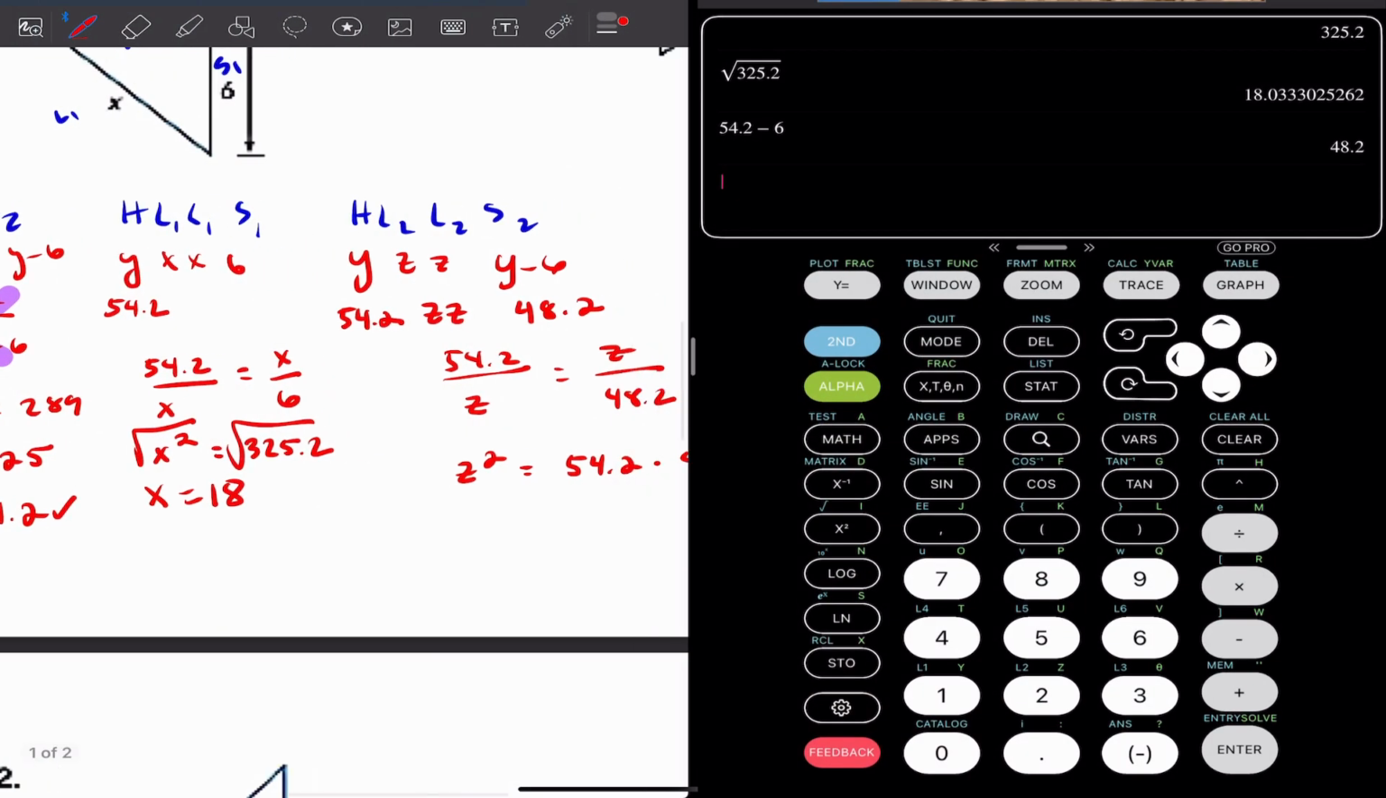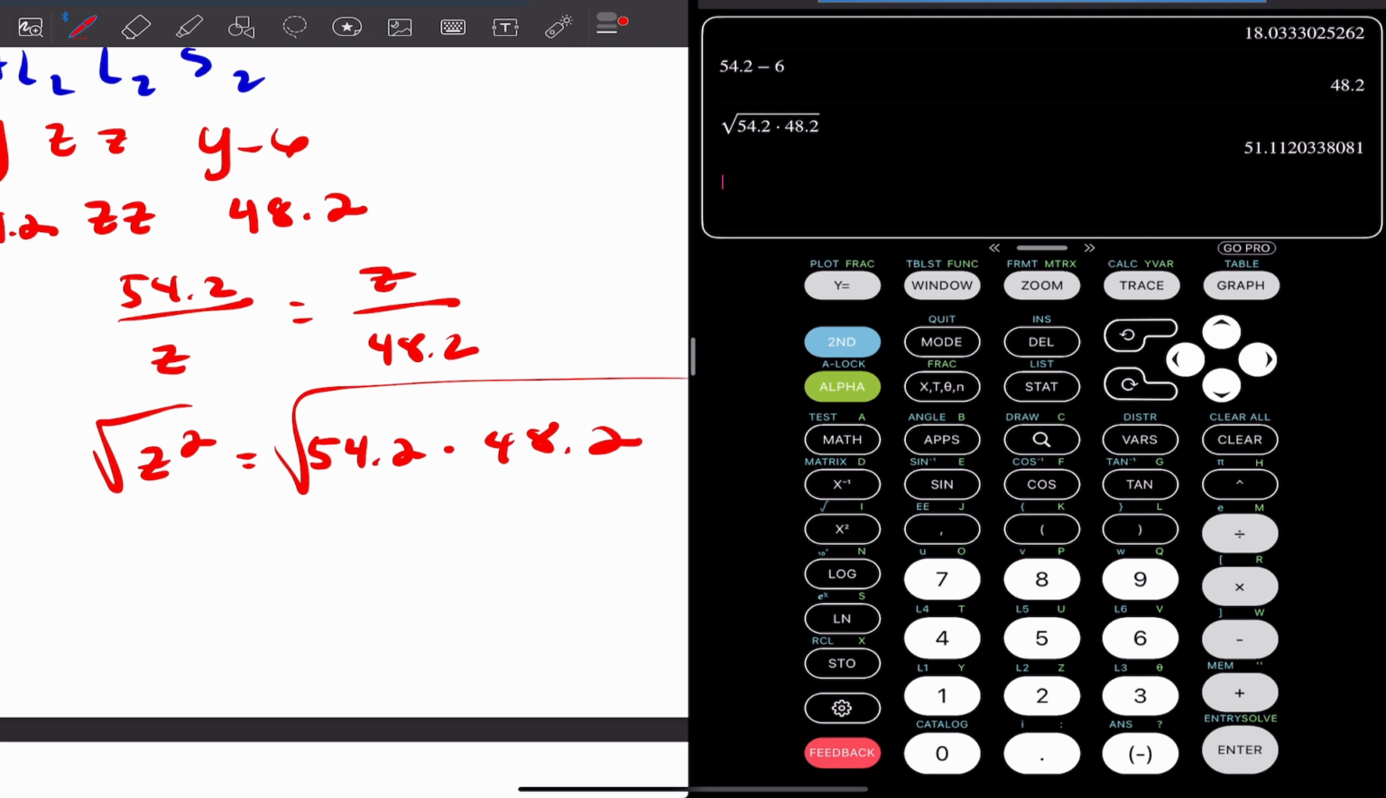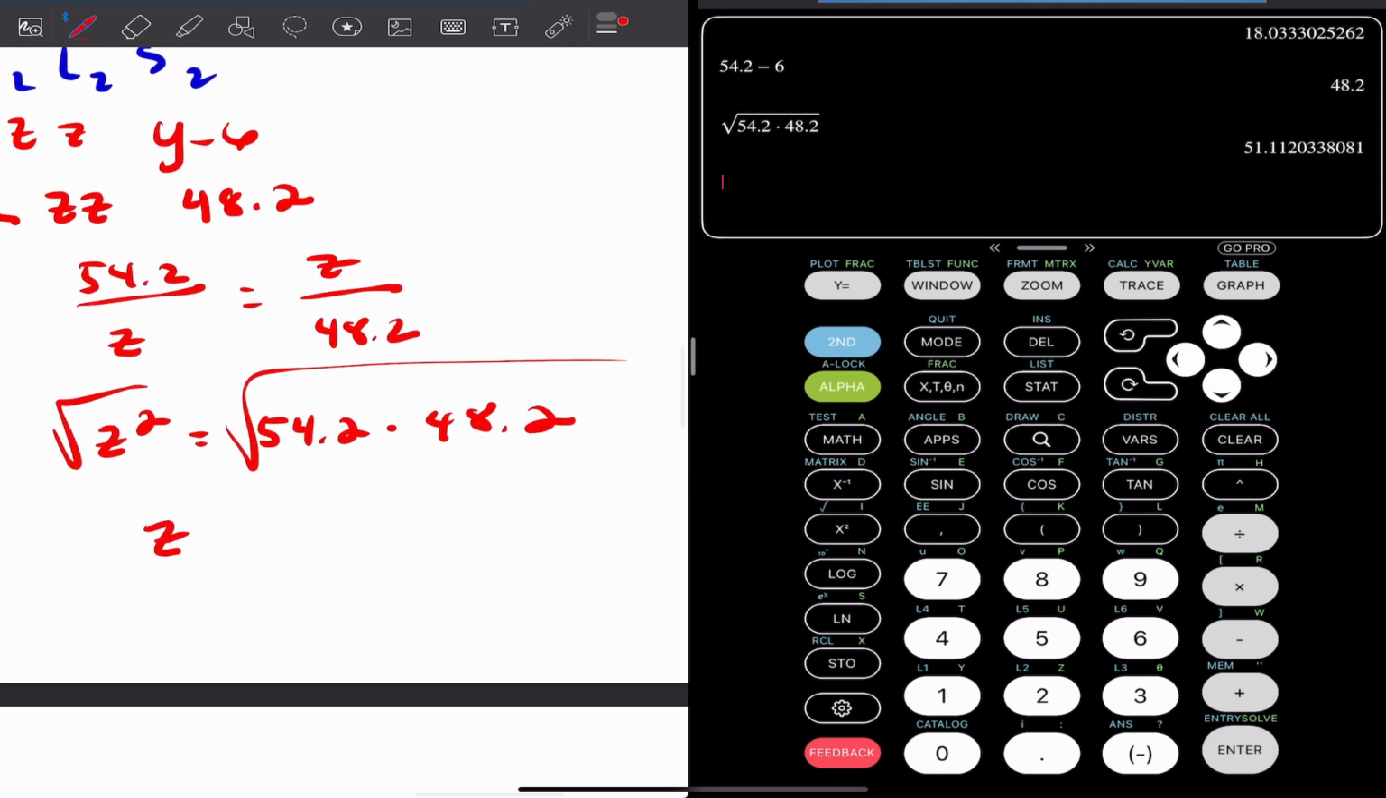You're not going to be simplifying radicals because you're dealing with decimals. Simplifying a decimal is very, very difficult, so I'm not going to make y'all do that. We're just going to take the square root of everything and put it in our calculator. So taking the square root on both sides, I have the square root of 54.2 times 48.2, and that is z equals 51.1.